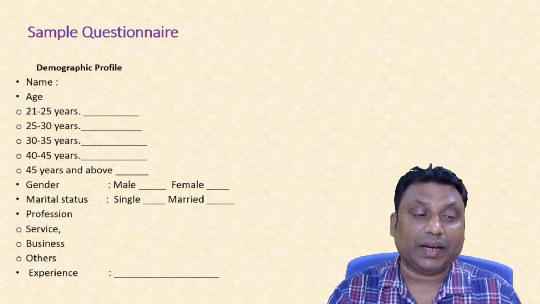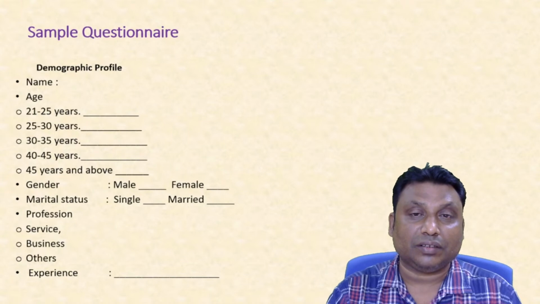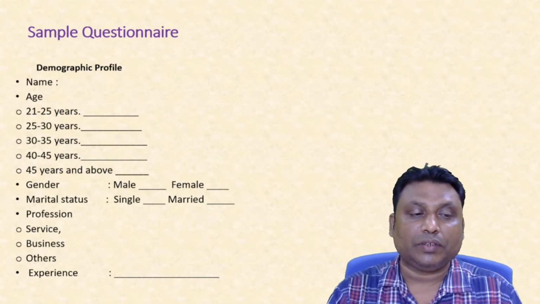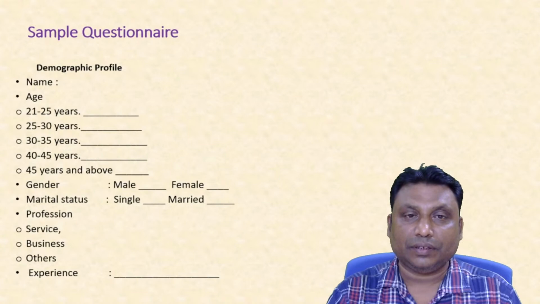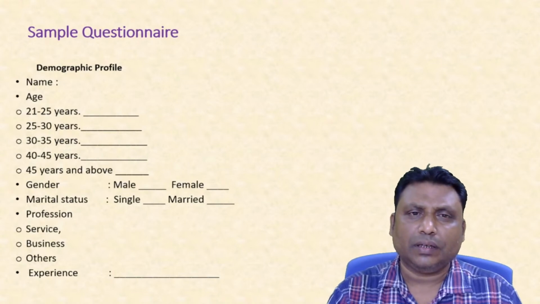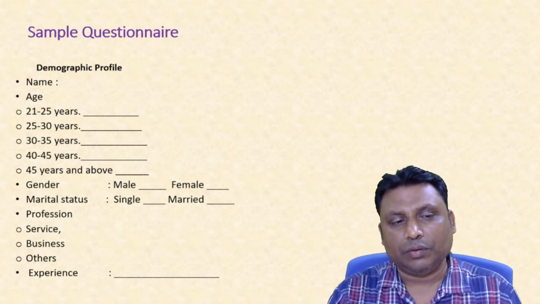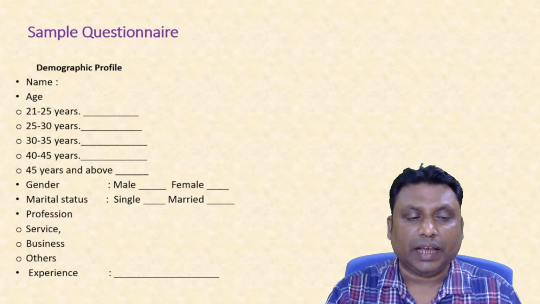Then profession. I am writing profession as service, business, and others. Others, if you can define it, suppose you can write given the 5 options. Then service, business, then entrepreneur or self-service. Sometimes government service or self-service, business or entrepreneur or others. Also, you can use this one, and accordingly you can put up experience.